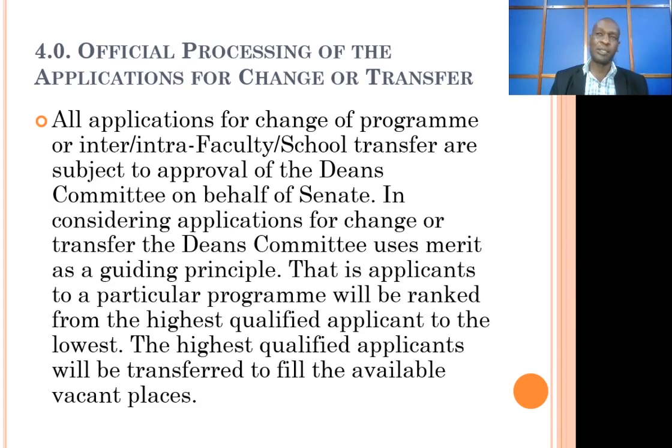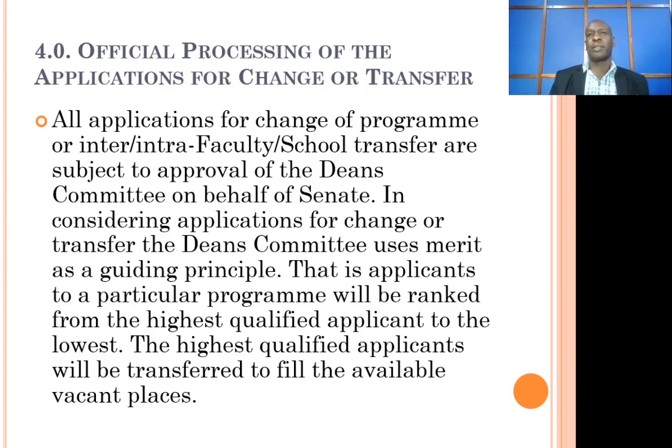What we would like to say as the registrar's office, once we receive the applications, we summarize and then we shortlist. When we say shortlist, we rank all the applications from the highest to the lowest, and then we table these applications at the Dean's Committee. So the Dean's Committee on behalf of Senate receives these applications. And the Dean's Committee is guided by a principle of merit. So when I say merit, they look at the vacant positions in the programs of interest, and they get the number of those people who qualify from the highest to the lowest and fill the vacant positions.